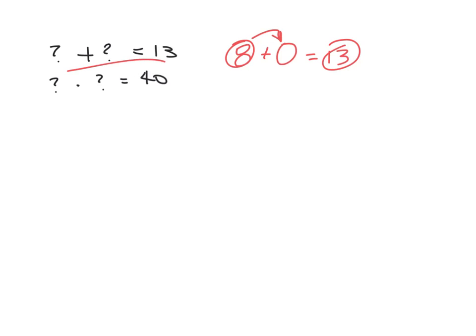Well, we're going to do the same thing here. So we've got two numbers added together to give us 13. x plus something equals 13. We don't know what either one of those numbers are.